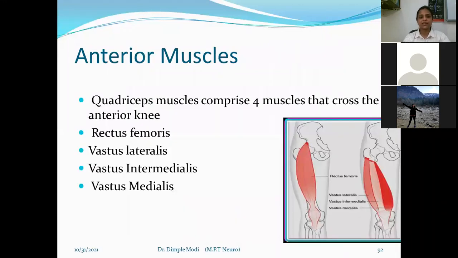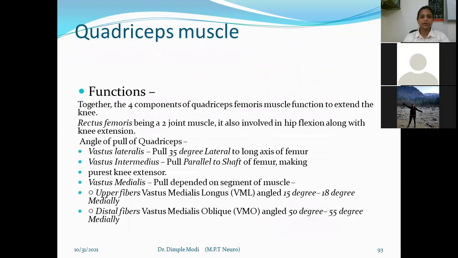Anterior muscles, the quadriceps group: rectus femoris, vastus lateralis, intermedius, and medialis. Okay, so what are the functions? The four components of the quadriceps femoris function to extend the knee. Most of the function of the quadriceps muscle is the extension of the knee.